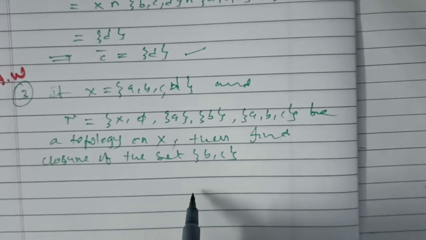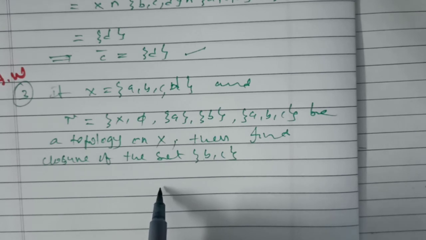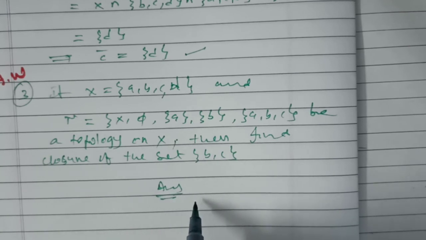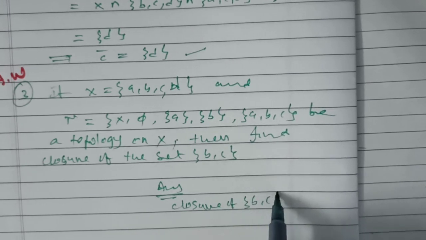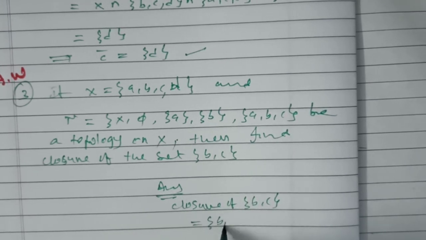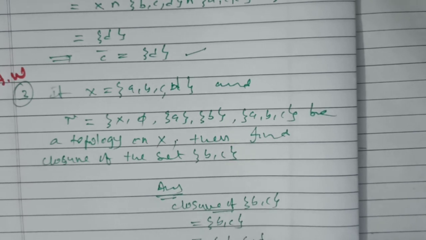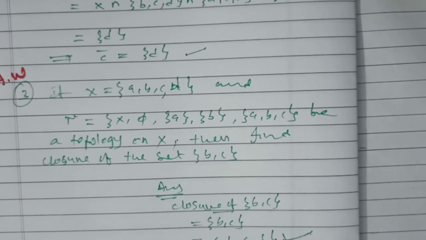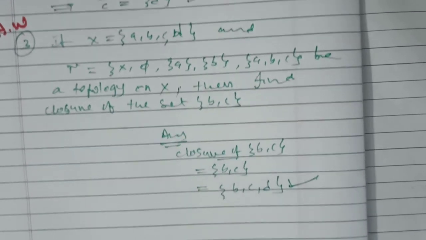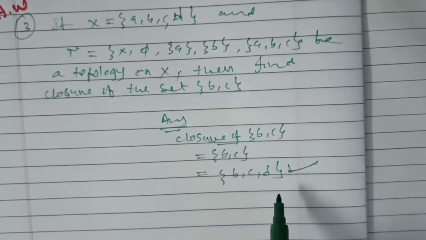Next. So take this problem as homework. The answer for this is: closure of {b, c} is equal to {b, c} bar, which is equal to {b, c, d}. So the closure of the set {b, c} is the set {b, c, d}, that you can find.